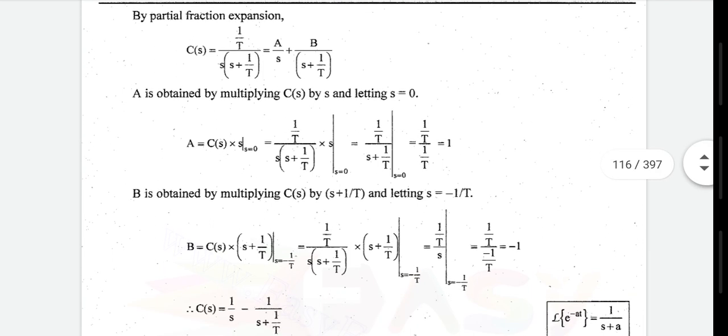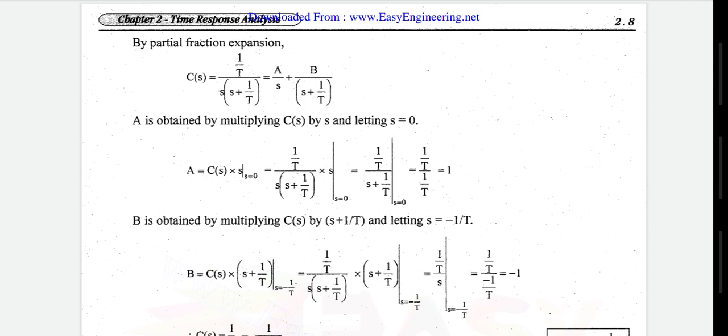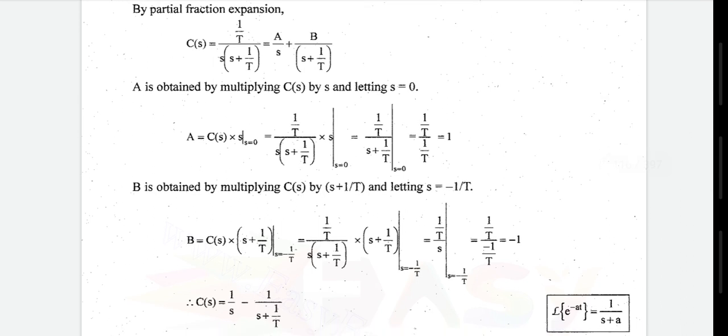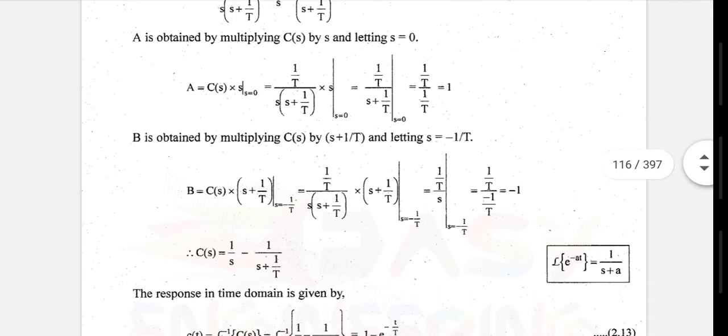So substituting s is equal to 0, what will the value? 1. Okay, now b is obtained by multiplying with... b కావాలంటే రెసిడ్యూ వాల్యూ ఏం చేయాలమ్మా, c of sని s plus 1 by tతో మల్టిప్లై చేసి, and you should let s is equal to minus 1 by t. Okay, and now substituting c of s value 1 by t by s into s plus 1 by t, the cancellation part is nothing but s plus 1 by t. Okay, what will the final value? 1 by t by s, s is equal to ఎంత తీసుకున్నాం వాల్యూ? minus 1 by t. So substitute చేస్తే ఎంత వస్తుంది వాల్యూ? minus 1. So now you know the a value and b value.